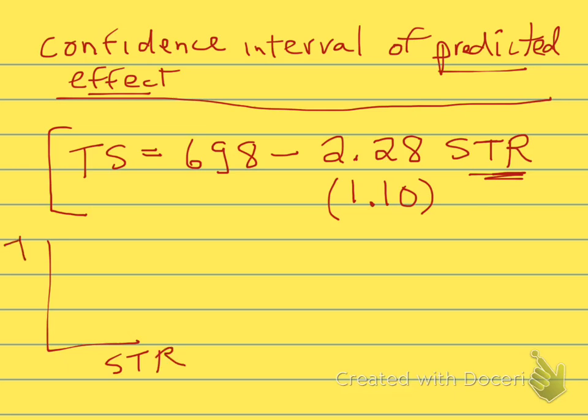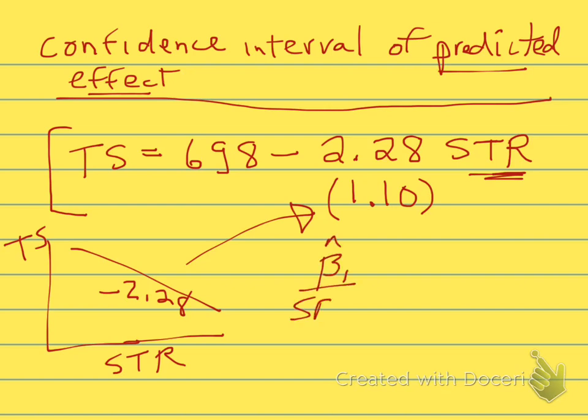The higher the student-teacher ratio, the lower our test score, so we have this negative slope, and the slope is minus 2.28, and we have a standard error that we estimate of 1.10. Remember the coefficient, beta 1 hat, divided by the standard error of beta 1 hat is the t-stat. So in this case the t-stat is a little bit bigger than 2, so we would reject the null hypothesis that the coefficient is equal to 0.